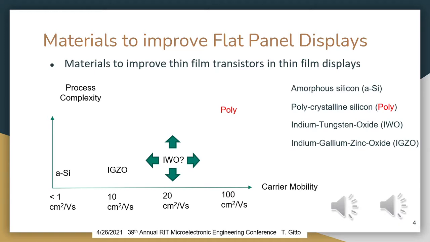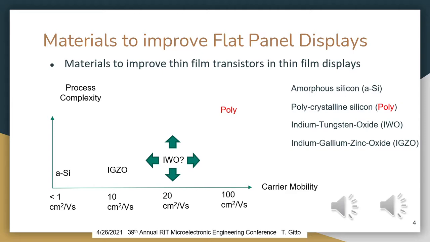So why IWO? Well, IWO has twice the mobility of IGZO, which is, like I said before, the leading material for thin film transistors at this moment. However, the material properties that we're seeing for IWO are promising enough that we think we can make a case that this could be a potential competitor for IGZO.